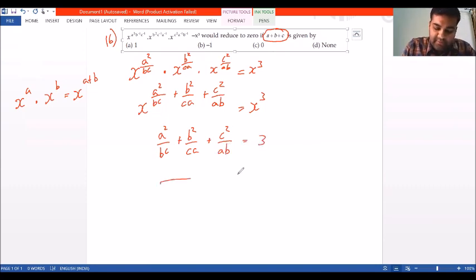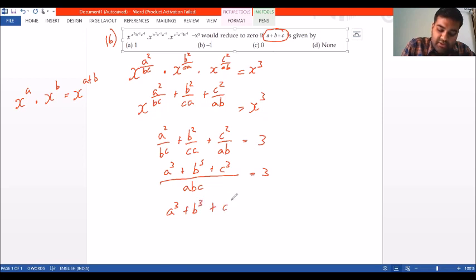Let me take LCM for this. The LCM is nothing but ABC. I have BC in the denominator. I don't have A, so multiply A square with A, so I get A cube. I have CA in the denominator. I don't have B, so multiply B square with B, so I get B cube, plus C cube, is equal to 3. So I can write this as A cube plus B cube plus C cube is equal to 3ABC.